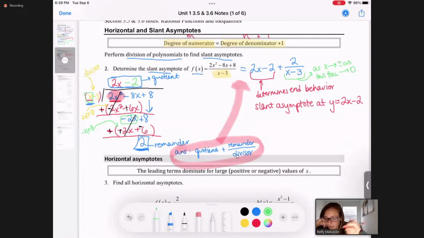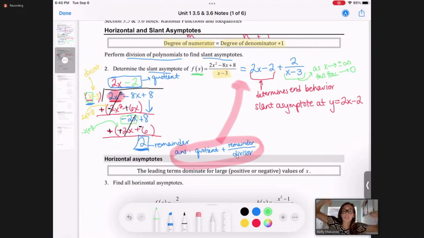Or you could rewrite 2 over x minus 3, but this is the extra piece that makes our function unique and not just a line 2x minus 2, right? But it actually goes away. The reason for the slant asymptote is because as the numbers get bigger and bigger, the function approaches that slant, because this fraction basically goes to 0, and the function just becomes 2x minus 2. And so there's our asymptote there.